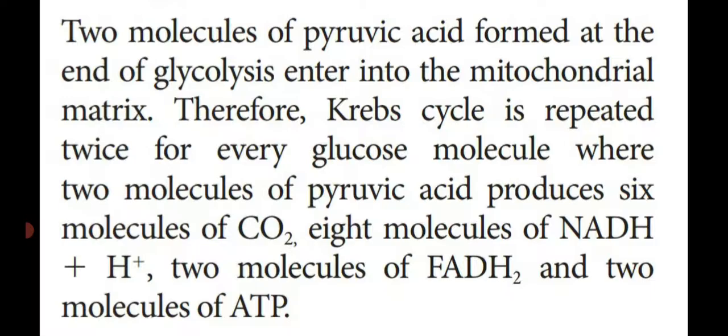So, the Krebs cycle is repeated 2 times for every glucose molecule, because 2 molecules of pyruvic acid enter into the Krebs cycle. First, 1 molecule of pyruvic acid is converted into oxaloacetate. Again, another reaction takes place with the other pyruvic acid. So that's why the Krebs cycle is repeated twice. That means 2 times, where 2 molecules of pyruvic acid produce 6 molecules of carbon dioxide.